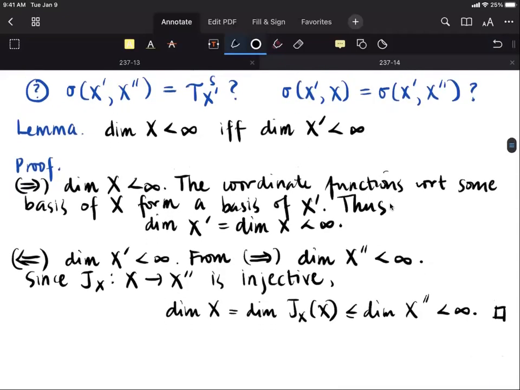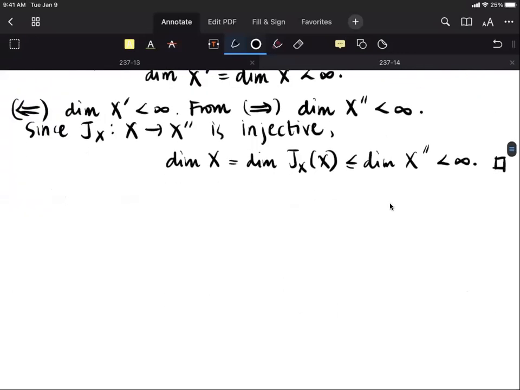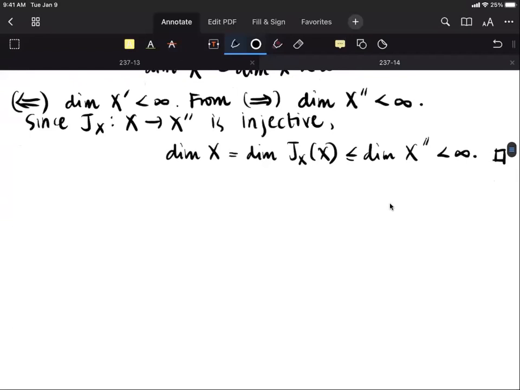Based on this simple observation, we can now answer this question here. So the weak topology on the dual space and the strong topology are equal if X is finite dimensional. And that is the content of the following theorem.